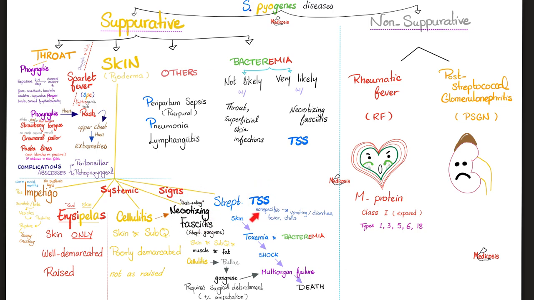Next, we have toxic shock-like syndrome. It starts with non-specific symptoms: vomiting, diarrhea, chills, and then it can progress to toxemia, bacteremia, shock, multi-organ failure, and death. All of these are suppurative diseases. How about non-suppurative? Rheumatic fever and post-streptococcal glomerulonephritis.